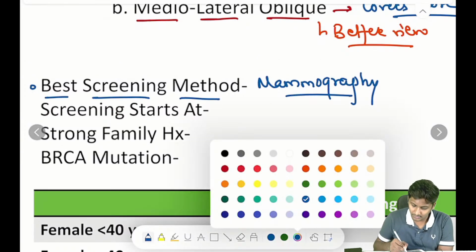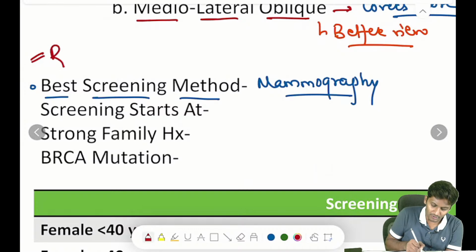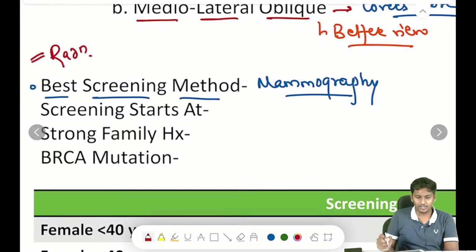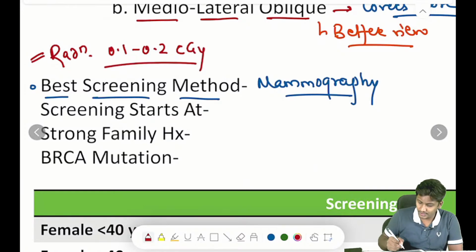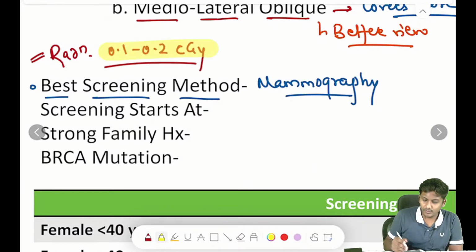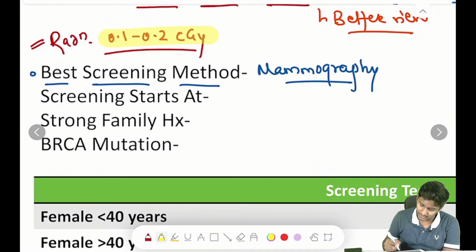You have to remember that mammography is nothing but X-ray. Therefore, there will be some radiation exposure. How much is the radiation exposure in a mammography? A radio question or a surgery question it can be. So, the radiation exposure after one mammography will be around 0.1 to 0.2 centigrade. बच्चे, ठीक है? It will be around 0.1 to 0.2 centigrade. Okay, that will be the amount of radiation exposure after one mammography. ठीक है? 0.1 to 0.2 centigrade.